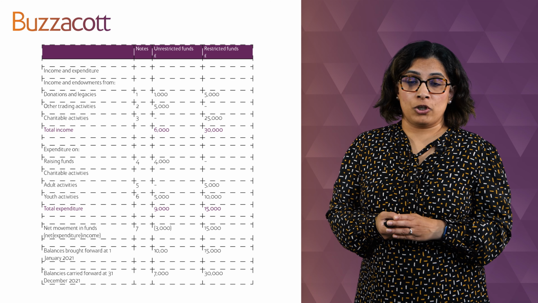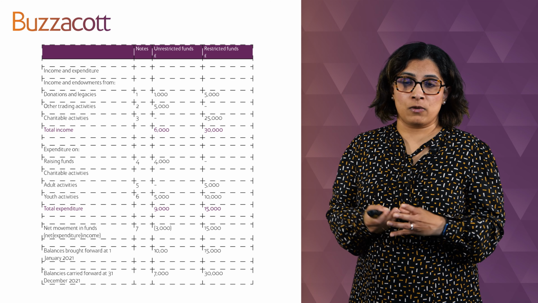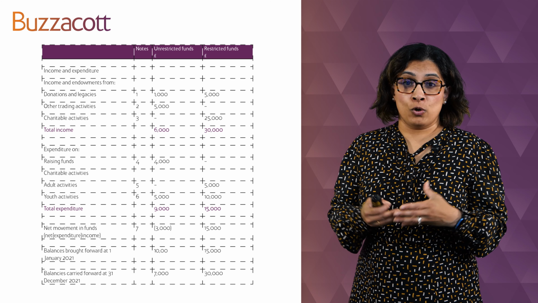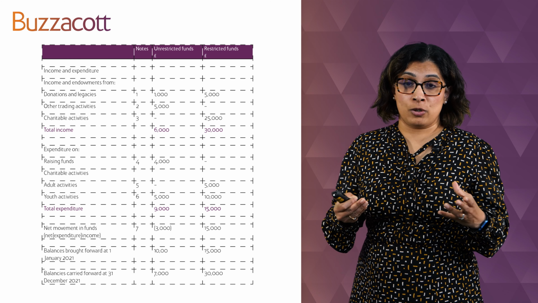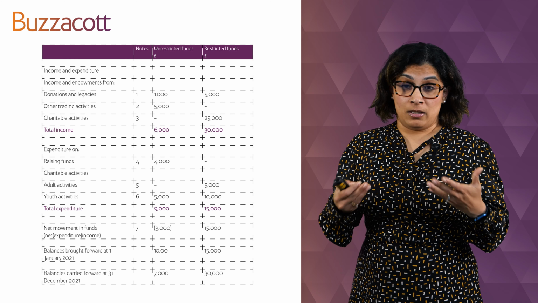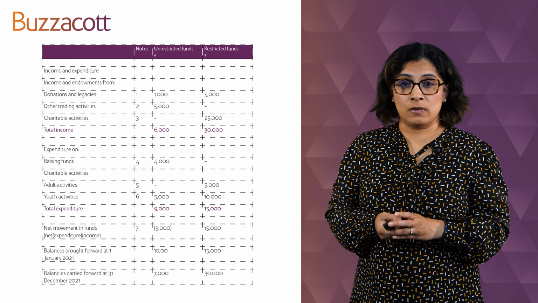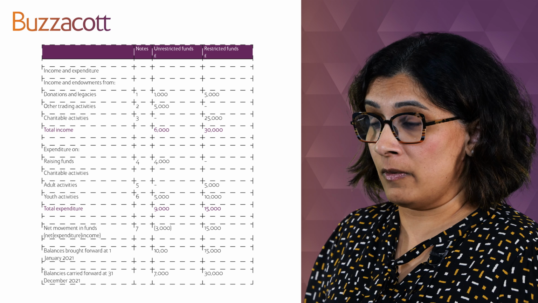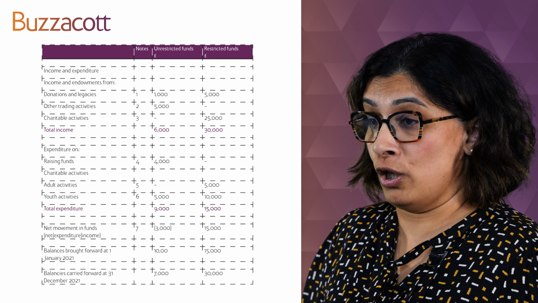I'm often asked the question, what do I do with unspent restricted funds? That is, you've got to an end of an appeal, you've spent as much money as you planned to, and there's some surplus left over in those restricted funds. Can you spend them on other areas? The simple answer is no.